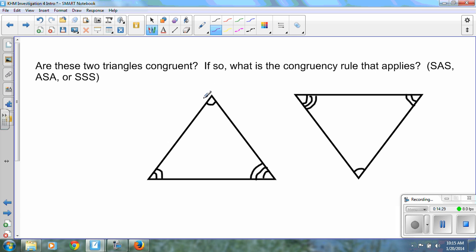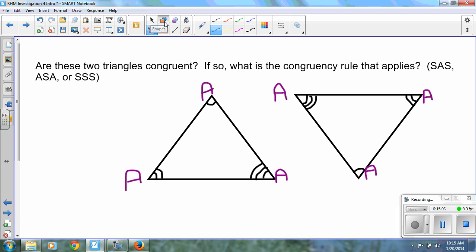All right, so let's take a look at this. We have an angle that's congruent to this angle over here. And we have this angle that's congruent to this angle over here. And then we have our third angle that's congruent to this angle over here. So there is no angle, angle, angle rule, so we cannot say that these are congruent. They may be congruent, but they may not be congruent. We do not know. We do not have enough information.